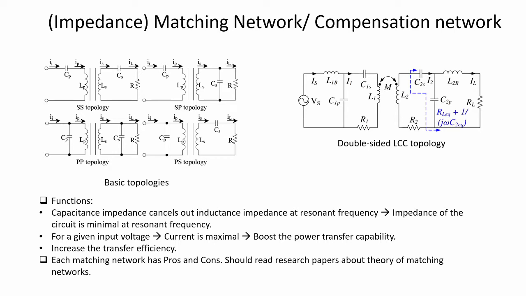constitute a matching network. And the function of these matching networks is, firstly, we put the capacitor in the system so that the capacitor impedance cancels out the inductor impedance at resonant frequency, so that the impedance of the circuit is minimal at the resonant frequency. Because of this, for a given input voltage, the current is maximal, so that we can boost the power transfer capability, and we can increase the transfer efficiency by properly selecting the right matching network.